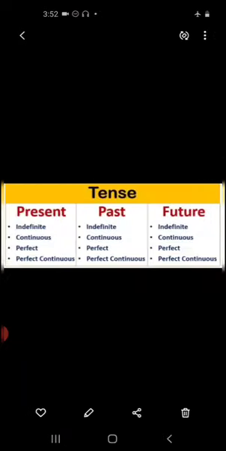Present means today, and it expresses the action in the present time. Past tense expresses the actions in the past time, and future tense expresses the actions which are likely to occur in the future. Guys, each tense is subdivided into four parts.